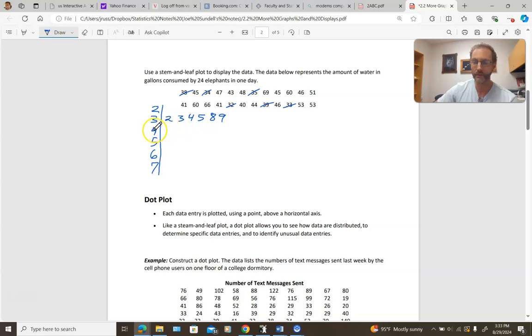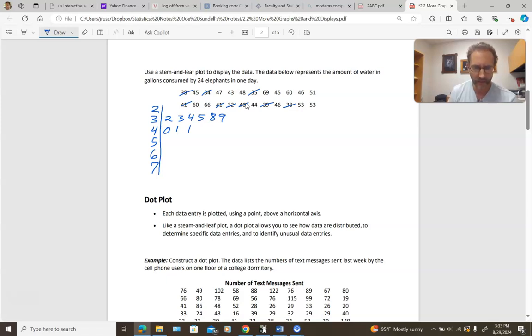Now I'm going to go to the 4, and I'm going to find my lowest data entry that's in the 40s. It's actually 40 itself right here. The 4 is already there, so I'll put the 0 for the leaf. Then we've got 41, so I'll put a 1. And we've got another 41.